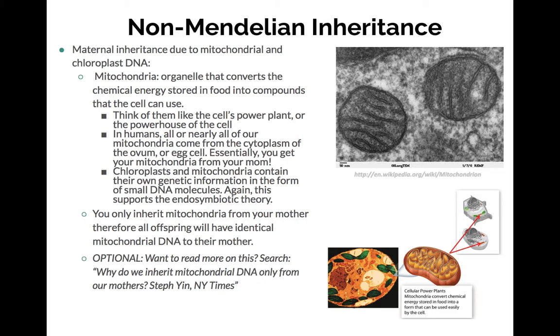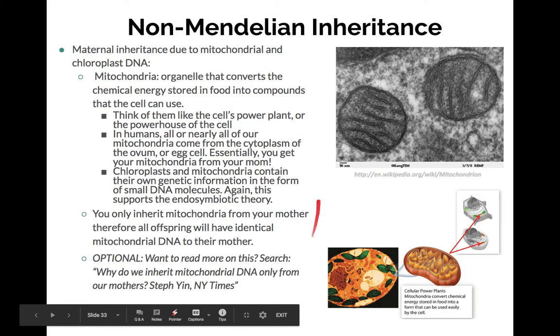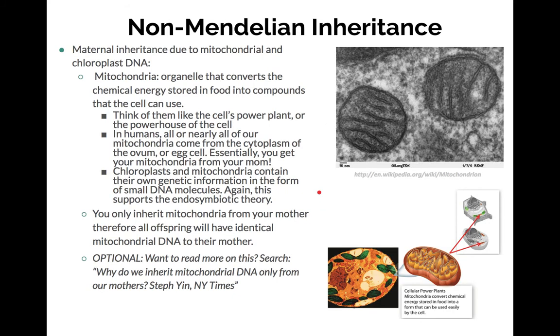Now, next thing, this was mentioned back in Unit 3, but this is looking at a different type of inheritance, maternal inheritance due to mitochondrial and chloroplast DNA. If you remember, mitochondria is the organelle that converts chemical energy stored in food into compounds that the cell can use. This was also the site of cellular respiration, which is why we called it the powerhouse of the cell. In humans, all or nearly all of our mitochondria come from the cytoplasm of the ovum or egg cell. Essentially, we get all of our mitochondria from our moms.